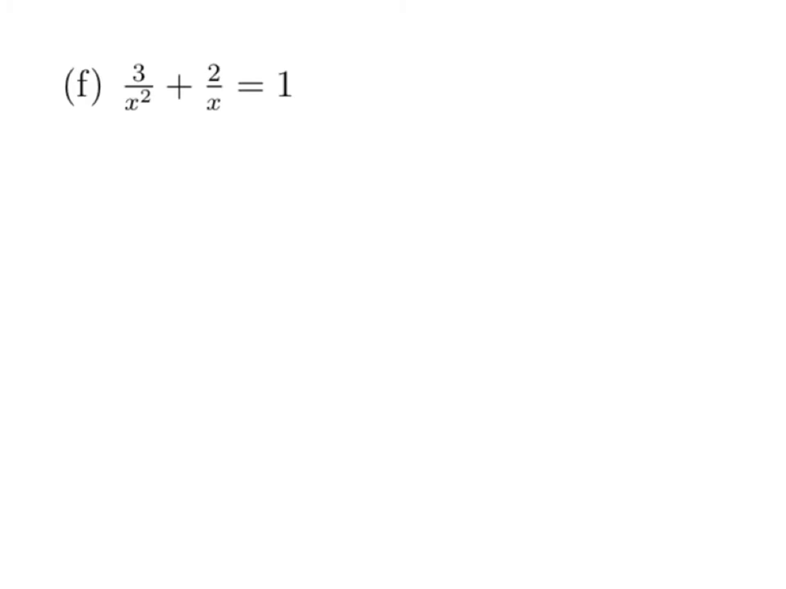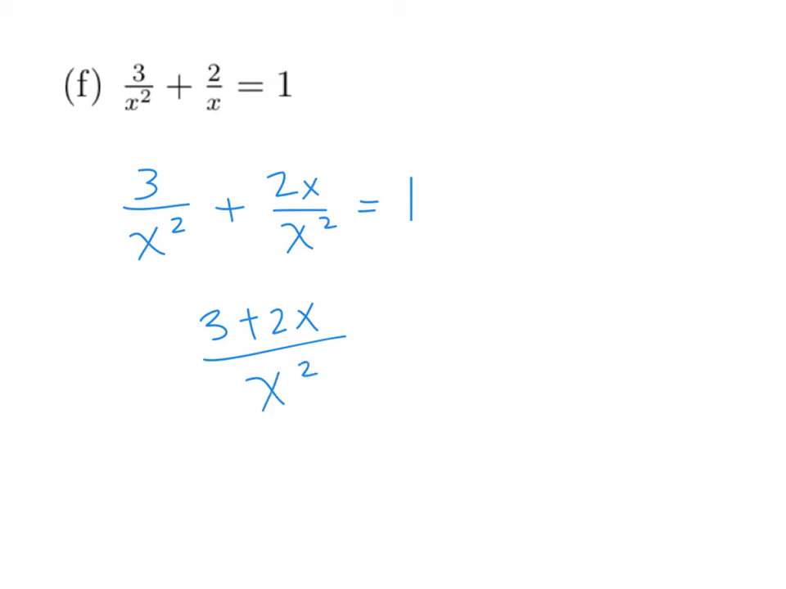Last one, for one like this, we have 3 over x squared plus 2 over x. Finding the LCD of that, the LCD is going to be x squared. So we have 3 over x squared, it's going to stay the same, plus, and then I'm going to have to multiply this by x over x, right, in order to get it to x squared. Combine this into 1, so we have 3 plus 2x over x squared is equal to 1 over 1. From there, I'll cross multiply, so that'll give me 3 plus 2x is equal to x squared.